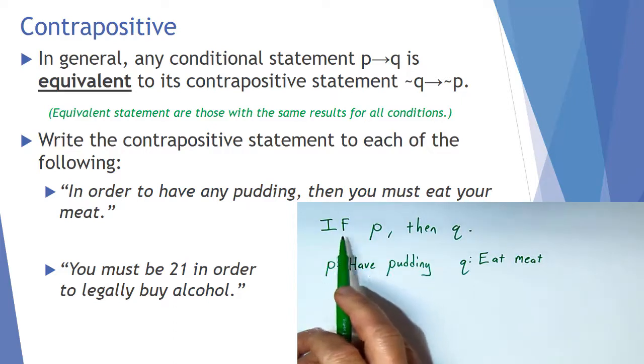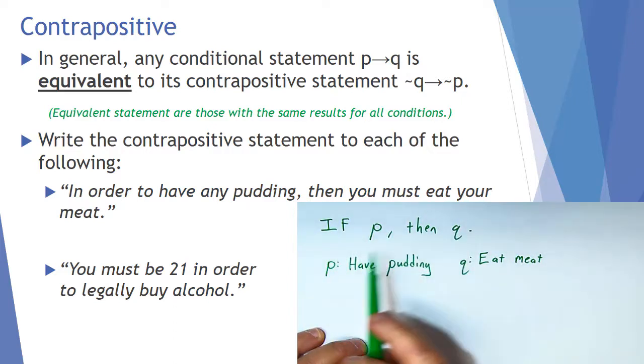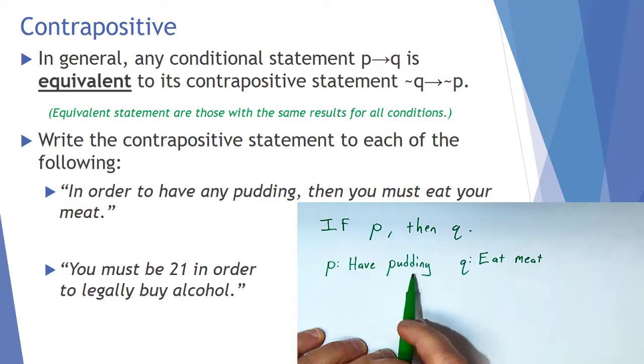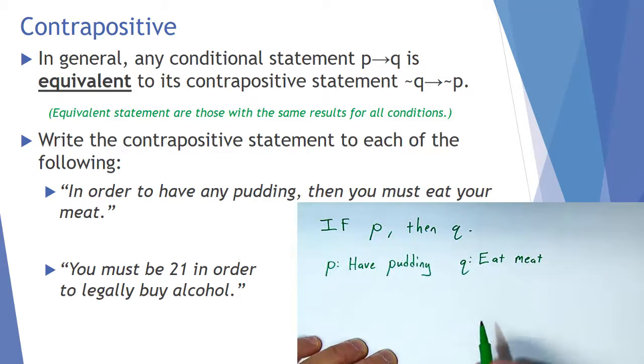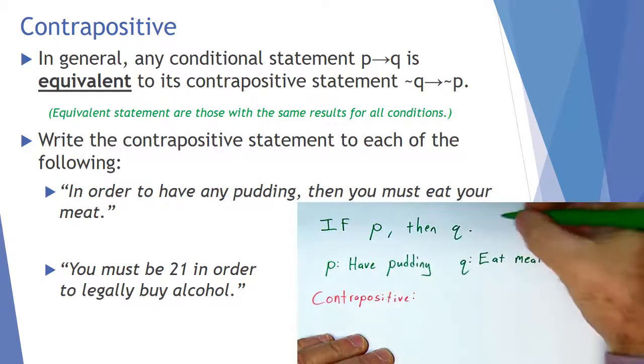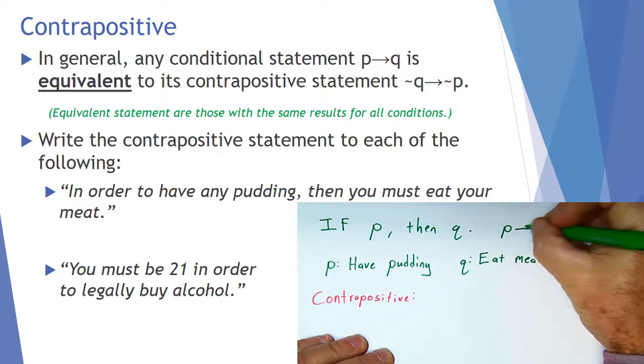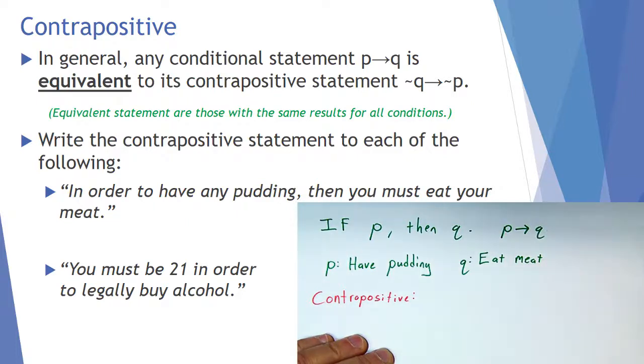That is to say, that aligns with if P, then Q, where P is have pudding. If you want to have pudding, then Q, you have to eat your meat. Okay? That's the conditional statement. What would the contrapositive be? Well, let's break that down. If P, then Q, that is to say, this is the representation of P implies Q, where the only false outcome would be somebody who gets to have pudding without eating their meat.